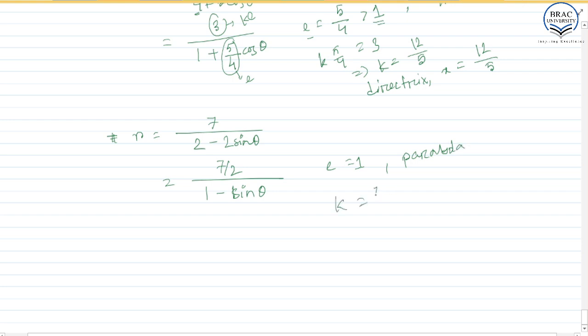and k equals 7 by 2. But as we have a negative sign here, our directrix will be y equals minus 7 by 2. So this is all for this example. But when we have a positive sign, we have a positive value in the equation of directrix, and when we have a negative sign, we have a negative value in the equation of directrix. And the type of the conic section will be according to the e value, or the value of the eccentricity.